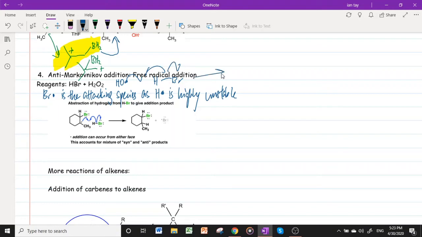This forms water and a bromine radical. So why is the hydrogen radical not formed? Because the hydrogen radical is highly unstable. Instead, it is the bromine radical that is the attacking species. And so we have two options over here.